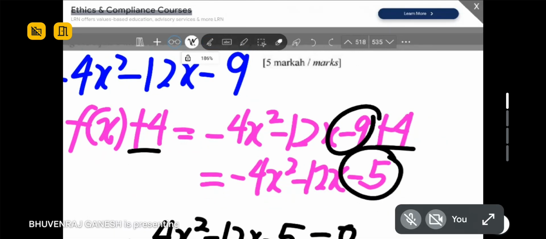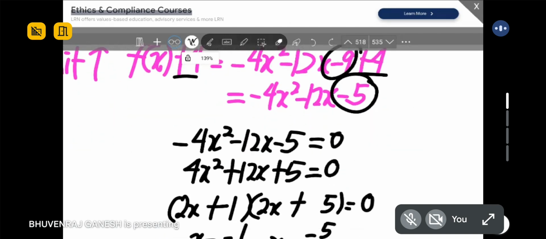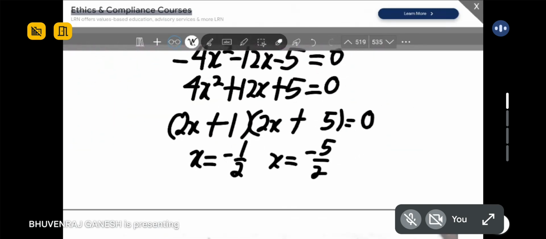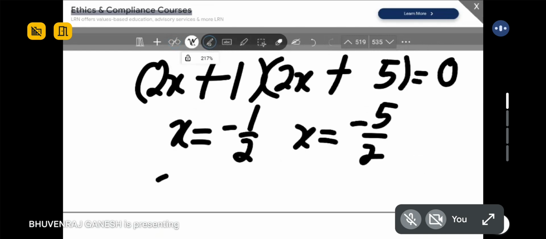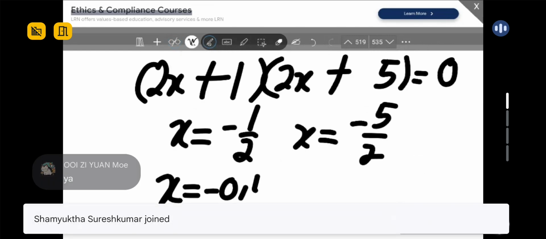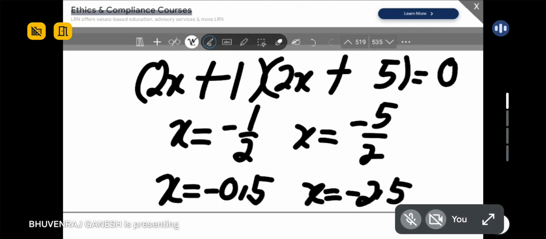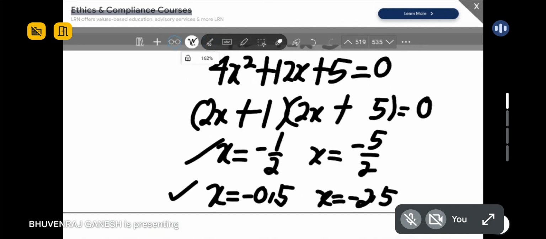Okay? So if you don't write decimals, that's fine. Which decimal? Oh, this one. Decimal. You mean you write your answer like this: negative 0.5 and negative 2.5. Can? No problem. You can write this one or this one. Also can. Okay? Just choose one.